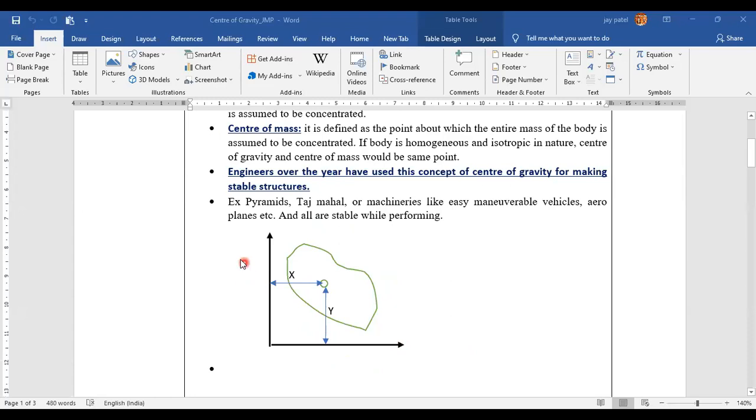So this is your x and y coordinate, and suppose this is your body, having a random shape, and suppose this point is your center of gravity. From the center of this body, we go perpendicular to the y-axis, and that distance is nothing but your x coordinate. From the center of that body, the perpendicular distance to the x-axis is nothing but your y coordinate. Is it clear or not? Please confirm. This is what we call x bar and this is y bar.